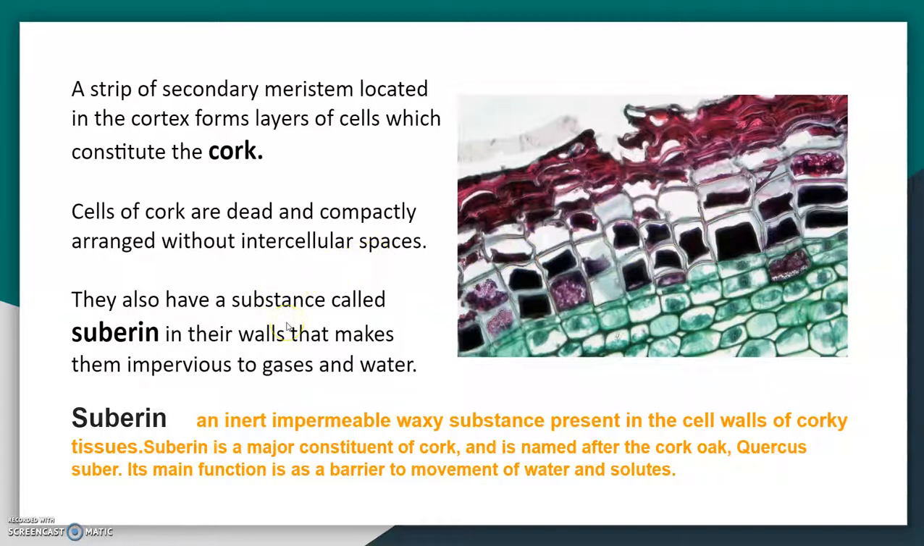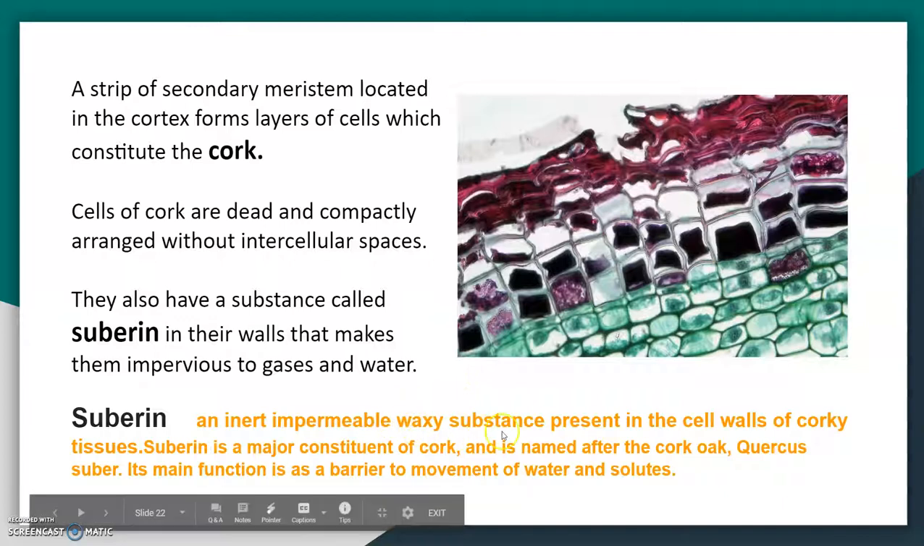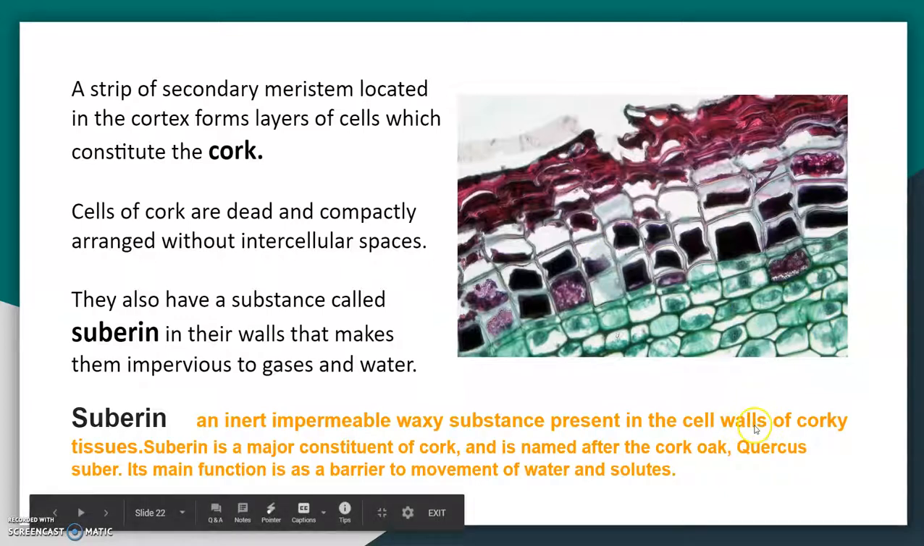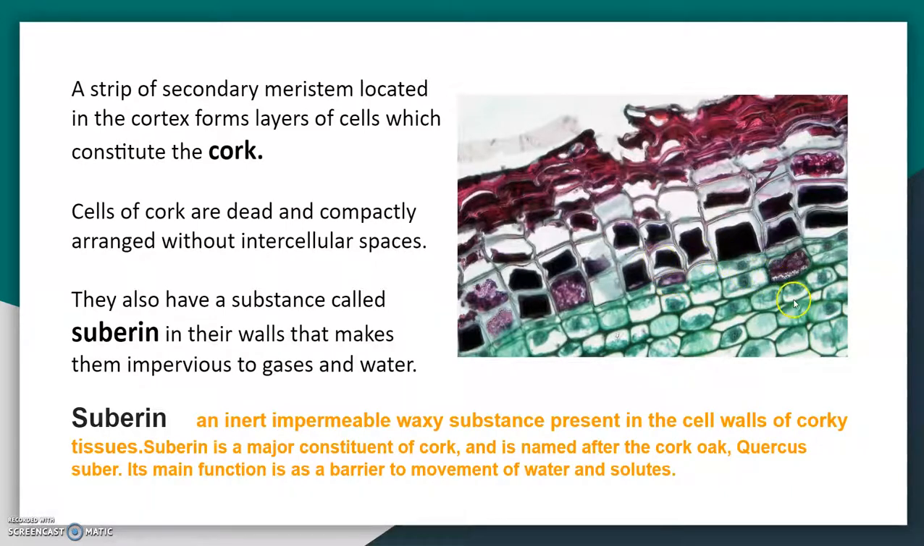And they also contain a special substance which is called suberin. Now what is suberin? Suberin is present in the walls of these cells, which makes them much harder and tougher. It is an impermeable waxy substance that is present in the cells of the corky tissue. Suberin is a major constituent of the cork, and it has derived its name from the cork oak, Quercus suber. This is the name of an oak tree. Its main function is as a barrier for the movement of water and solutes in the plants.